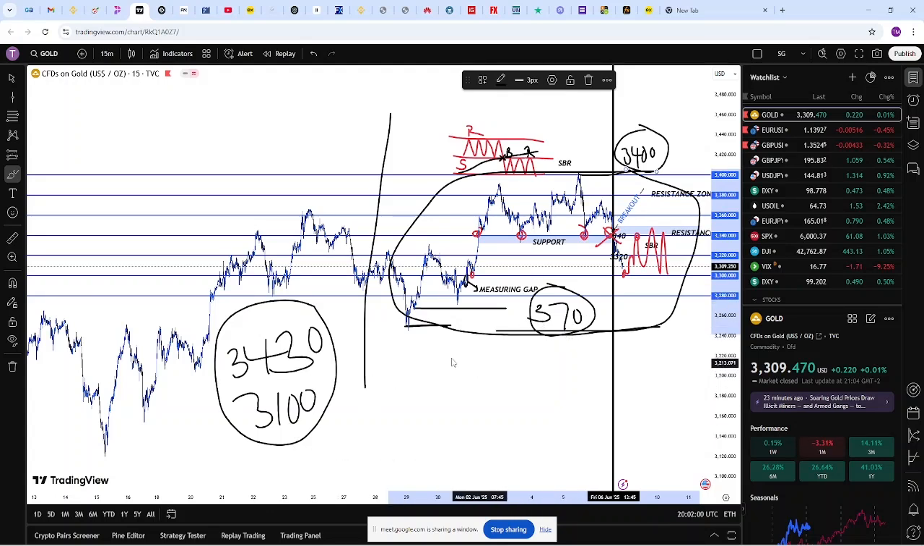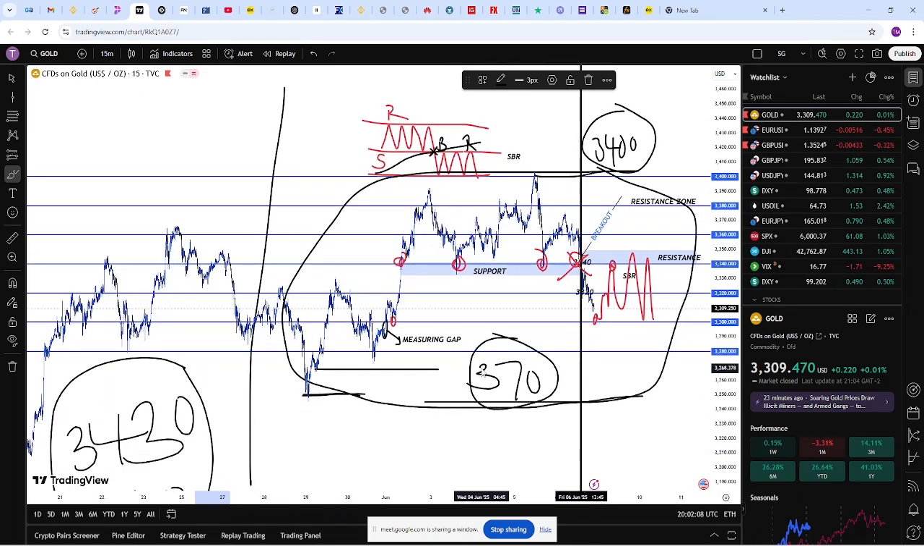No, this one is for swing traders. For day traders, we are dealing with 3270 and then 3400. That is where the market got to. Yes, for the day trader, we are dealing with 3270.